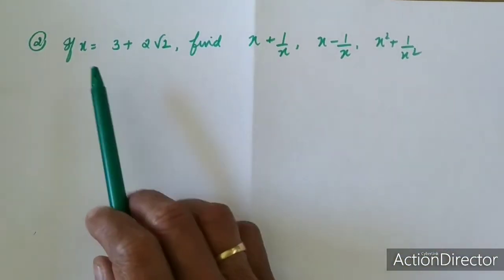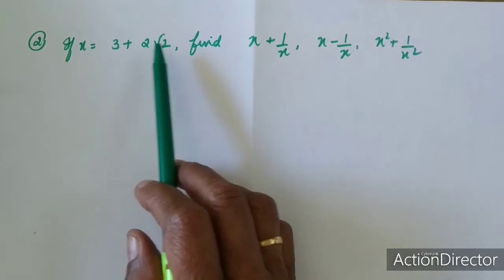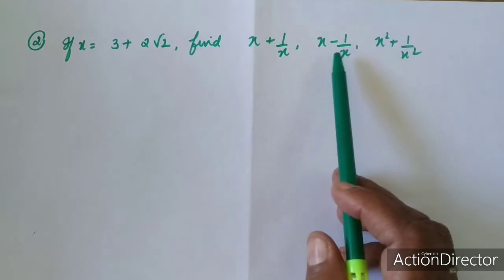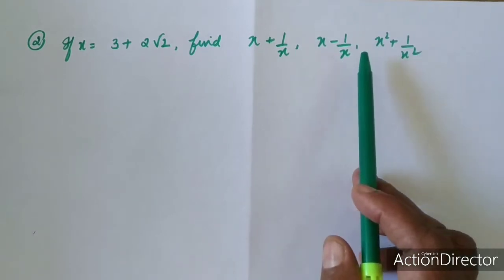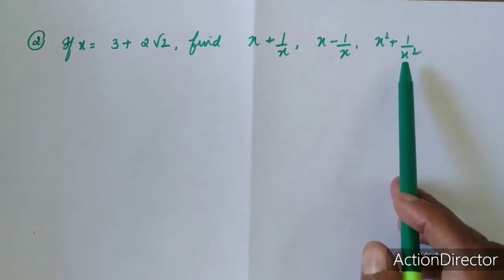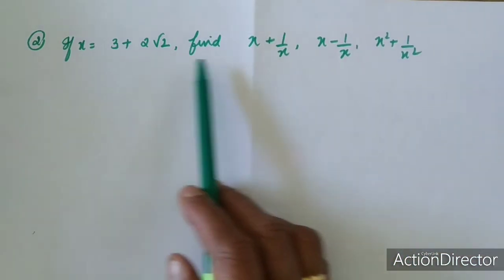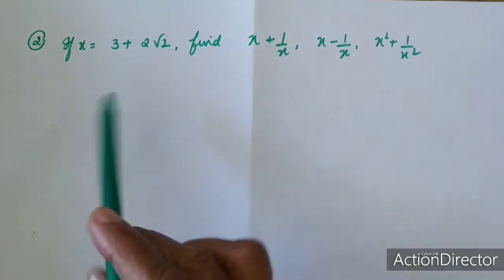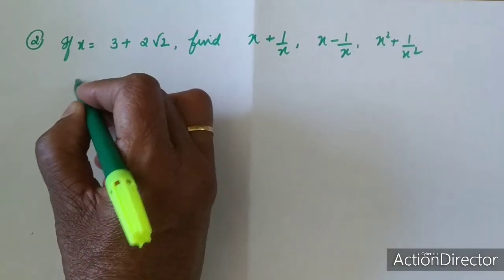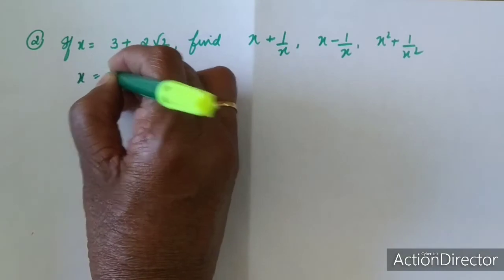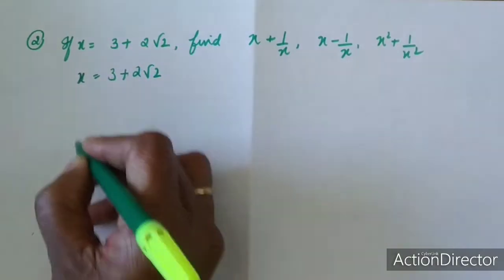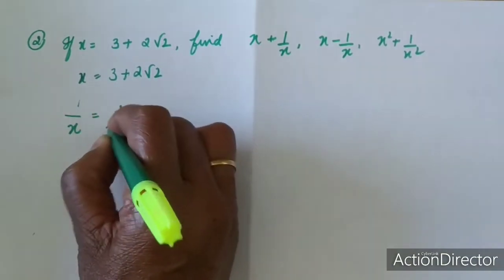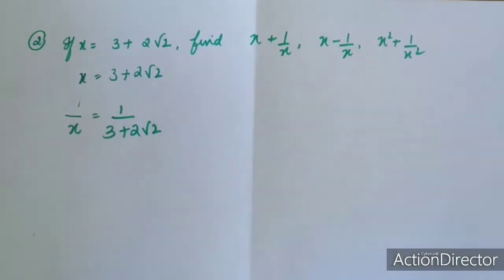Now second question, if x is equal to 3 plus 2 root 2, you have to find x plus 1 by x, first one, x minus 1 by x, second one, and x square plus 1 upon x square. So whenever these types of sums are given, whenever x is given, immediately you find 1 upon x. So x is equal to 3 plus 2 root 2. So I have to find 1 upon x, which is equal to 1 upon 3 plus 2 root 2.